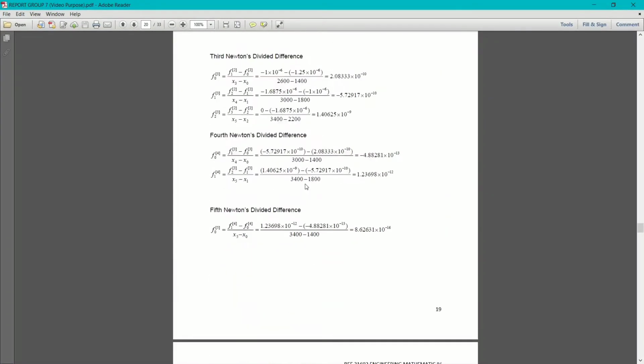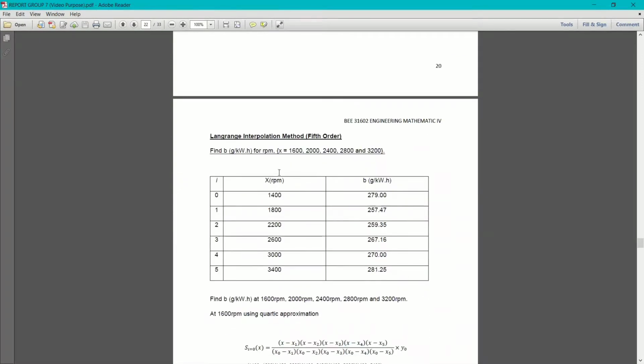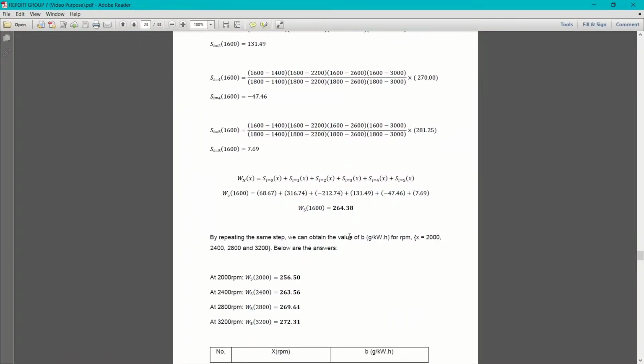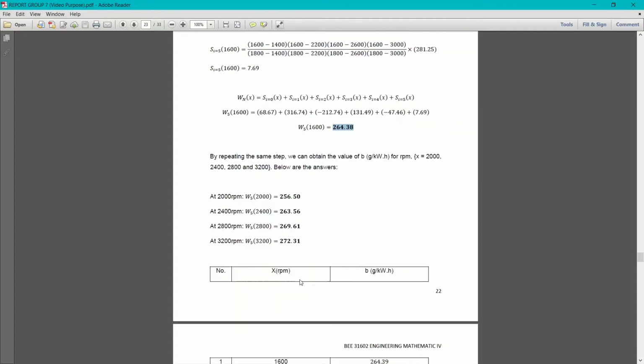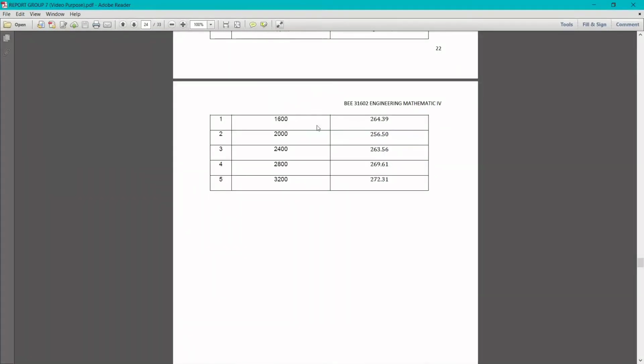Then we proceed to the last one, which is finding the specific fuel consumption using the Lagrange interpolation method. This is the solution. Like I said, all the same, just repeat the same steps. Then we will get the specific fuel consumption for rpm 1600 is 264.38. This is the answer for different rpm. So that's it from me, how to solve this problem using the Lagrange interpolation method.